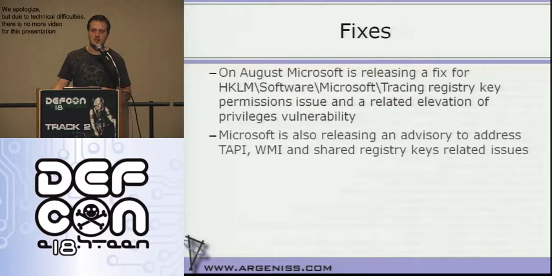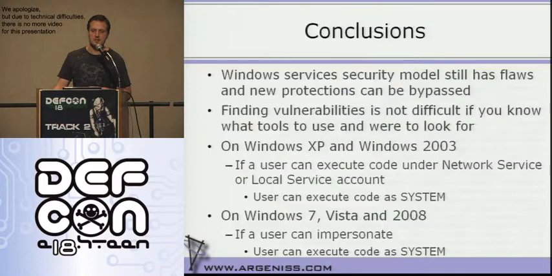So about fixes, Microsoft will be fixing the registry key issue and another local elevation of privileges that I didn't speak about today, because any user can elevate privileges on Windows 2008, Vista and 7. Also, Microsoft is releasing an advisory stating the issues related to impersonation with the network service and local service accounts.